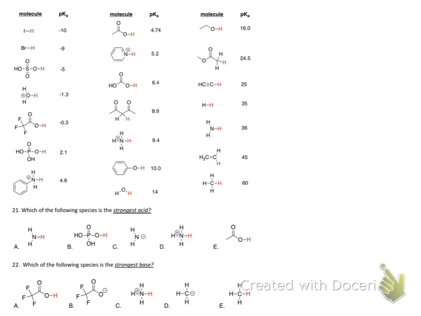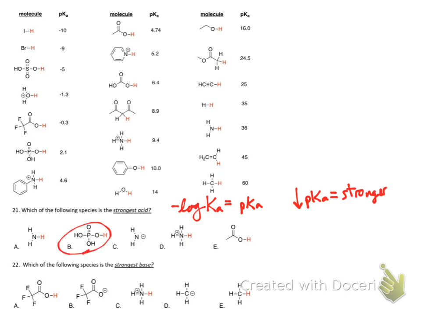In this problem, we're looking at a table of pKa values, and we need to find the strongest acid and the strongest base. So remember, pKa means the negative log of the Ka. So greater Ka means a stronger acid, but the greater the value of Ka, the more negative the value of the pKa, because pKa is the negative log of the Ka. So as pKa goes down, that means that our Ka goes up and we have a stronger acid. The strongest acid here is phosphoric acid. We can see it's right here.